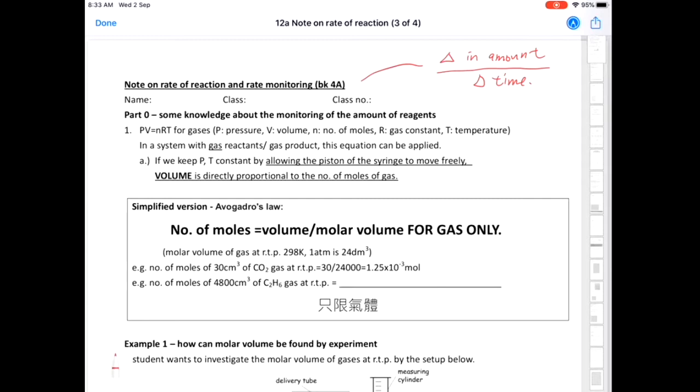And then the amount, we can represent it by using the amount of the reactants or the products. And for the time, you just need to measure the time. And for the measurement of the time, it's very easy by using a stopwatch. However, for the amount, we have several ways to measure it. And the main idea is that we have to ensure that the parameter that we would like to measure is directly proportional to the amount.